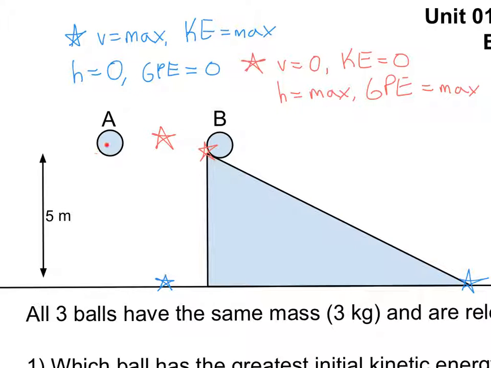So maybe in case A, it's going to take 1 second to reach the ground. In case B, it might take 3 seconds to reach the bottom, but it will still reach with the same velocity as ball A.